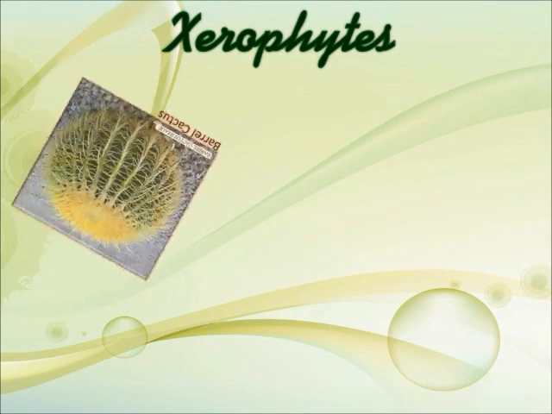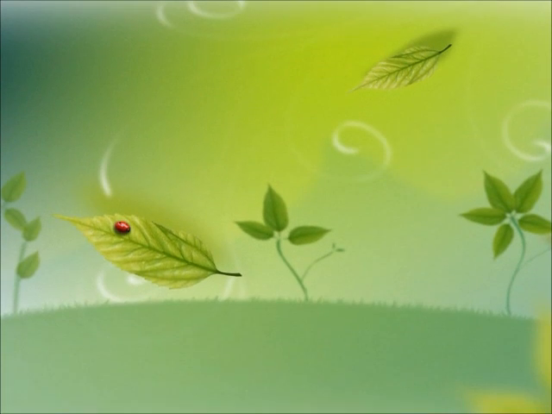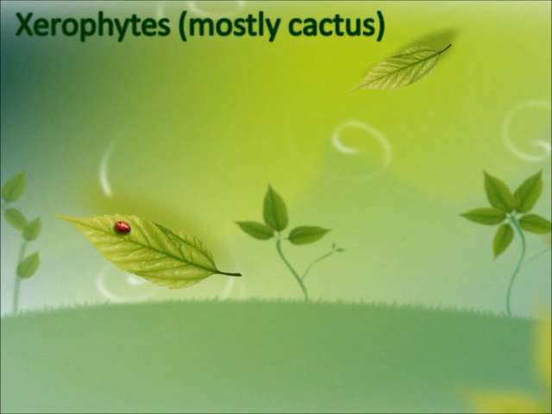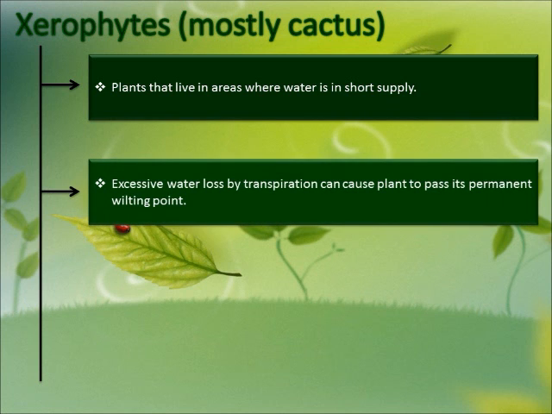These are examples of xerophytes. Xerophytes are mostly cactus. Plants that live in areas where water is in short supply. Plants growing in hot, dry desert, windy areas, or high altitude where a high rate of transpiration occurs. Excessive water loss by transpiration can cause the plant to pass its permanent wilting point. Plants cannot regain their turgor, which can lead to death.